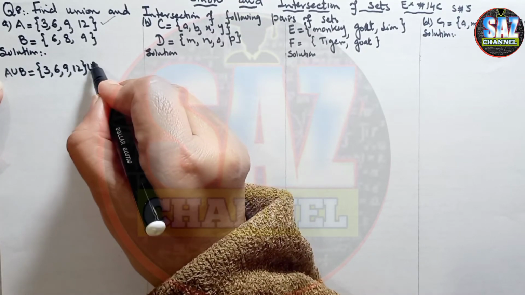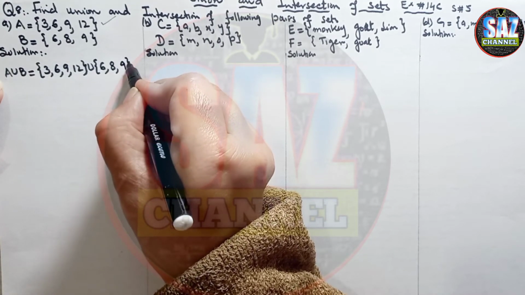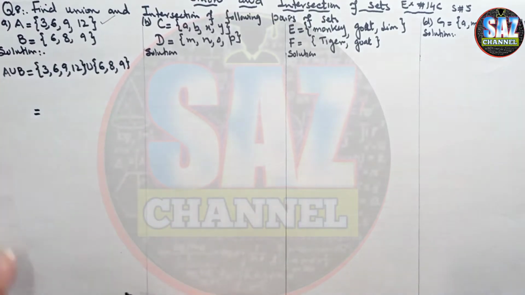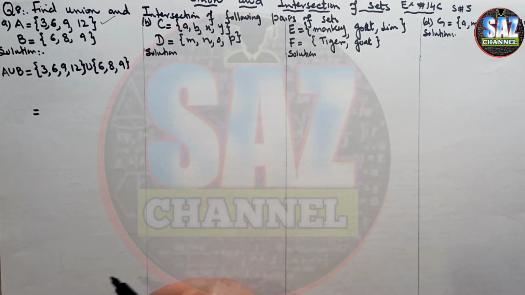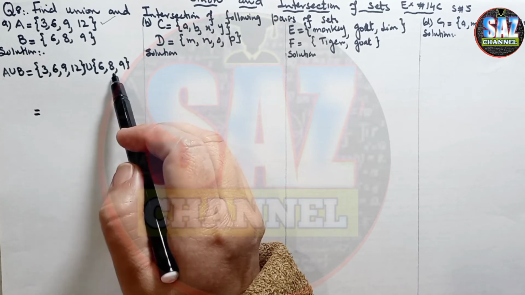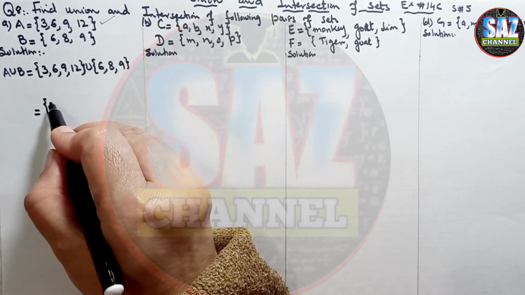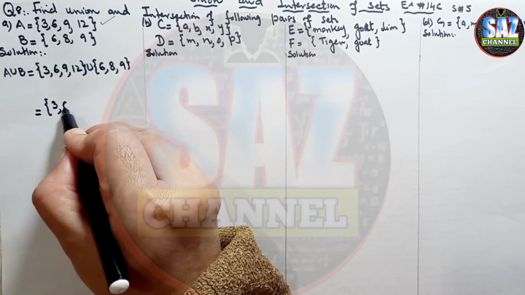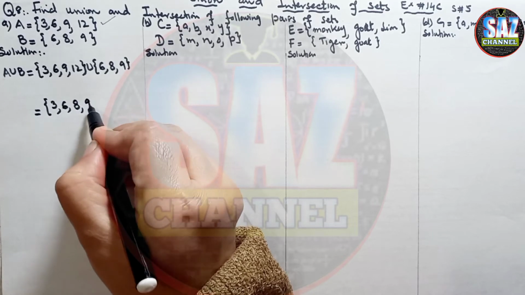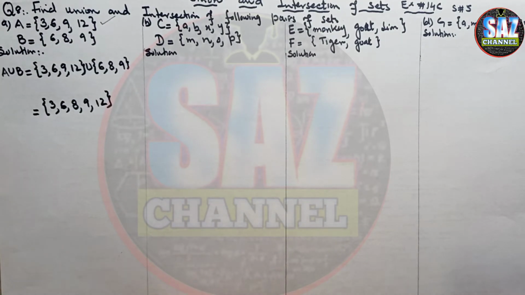I have to put the union symbol and I have to write the set B, that is containing the elements 6, 8 and 9. As we know, the union means the collection of all the elements in sequence and without repetition. Like we can see that 6 is coming at two places, 9 is coming at two places. We are not going to write them twice. We just have to write them once only. So the union will be 3, 6, 8, 9 and 12. So union is the collection of all the elements without repetition and in sequence. It's like the fruit salad, that you are mixing all the fruits in a bowl.